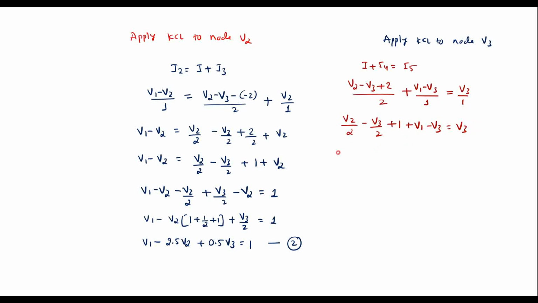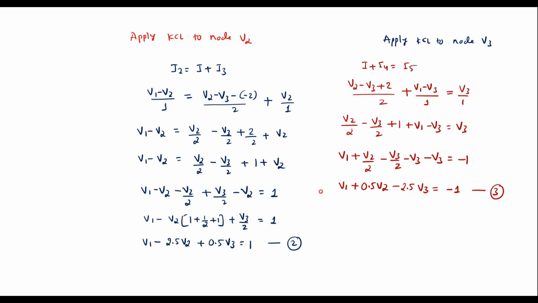I can write it as V1 plus V2 by 2 minus V3 by 2 and this is minus V3. I'll take this V3 on this side, and I'll take this 1 on other side, it will be minus 1, or I can write V1 plus 1 by 2, V2 is nothing but 0.5 V2. So here we have minus 1, 1 by 2, that is minus 2.5 V3 is equal to minus 1. Let me call it equation 3.